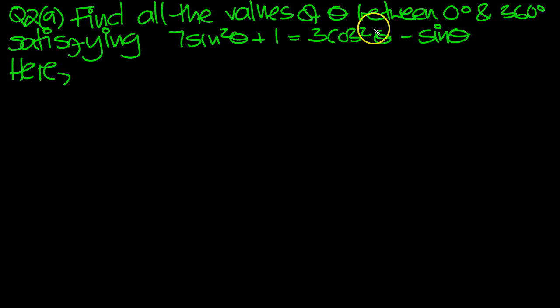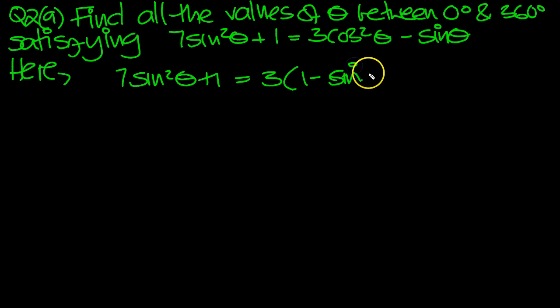Because we've got a sine in it, we can write this cos squared in terms of sine squared, and we can get a quadratic in sine, can't we? So here, we've got 7 sine squared plus 1 is equal to 3 cos squared. We can replace that by 1 minus sine squared, can't we? Minus the sine theta.